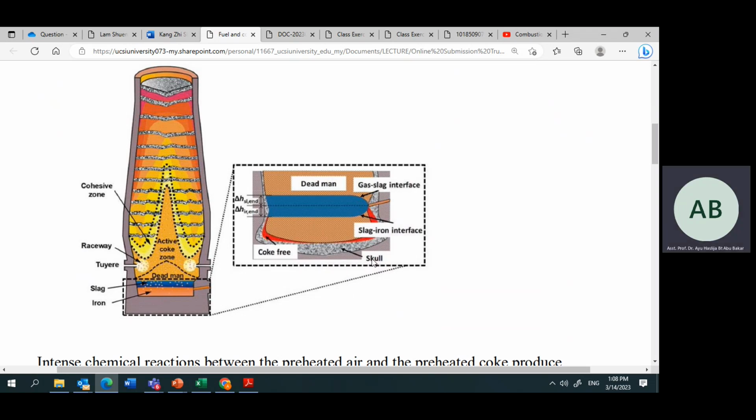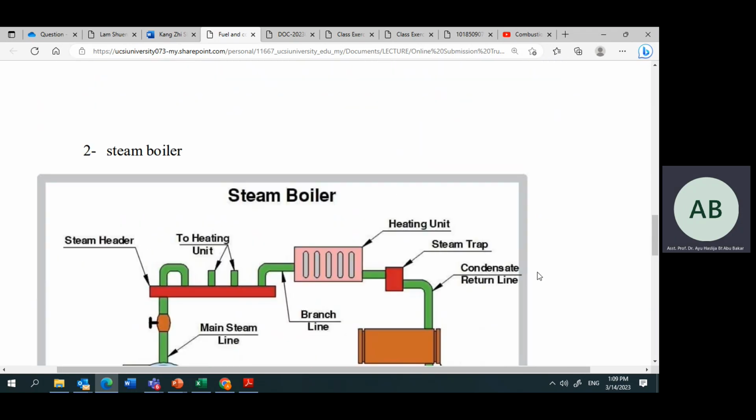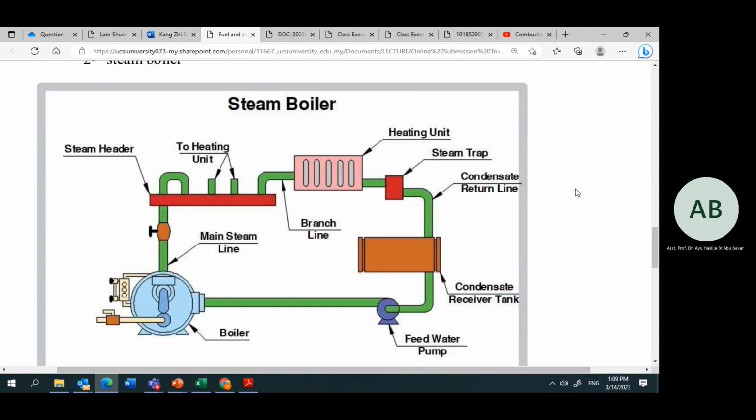Why is there a skull over here? Dead man. Burning dead man. Oh, this is scary. Okay, so we move to steam boiler. Can you explain a bit about this diagram?